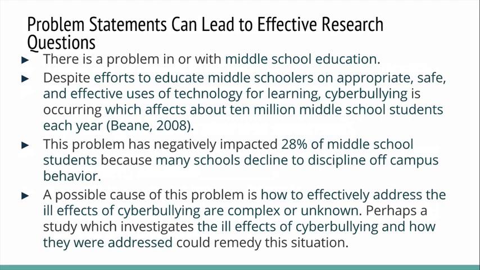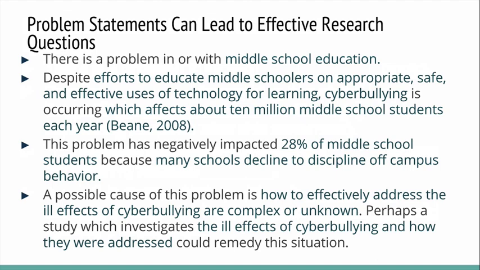It's like the first part of your what, why, and origin statement: I am trying to learn about X. Okay, so now let's talk about what the problem is. Despite efforts to educate middle schoolers on appropriate, safe, and effective uses of technology for learning, cyberbullying is occurring. So despite something that should be happening, cyberbullying is occurring, which affects about 10 million middle school students each year. So it's also saying why this is significant.